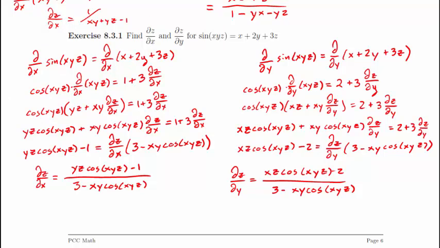Alright, so we start by looking for the partial of z with respect to x. I take the partial with respect to x of both sides of my equation, so I get the partial with respect to x of sine of xyz equals the partial with respect to x of x plus 2y plus 3z. On the left, this is going to take us a couple steps.